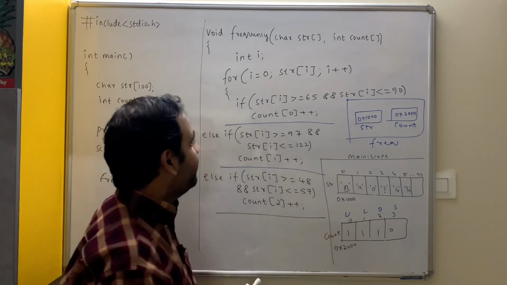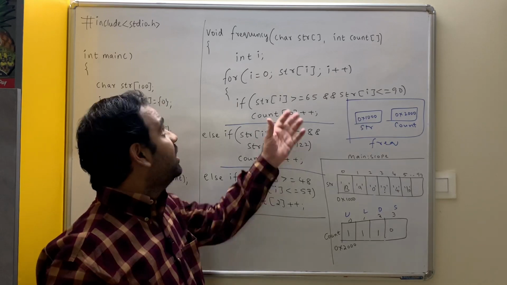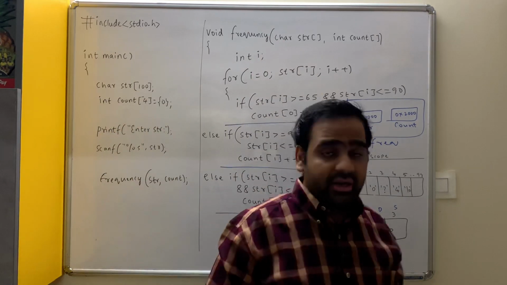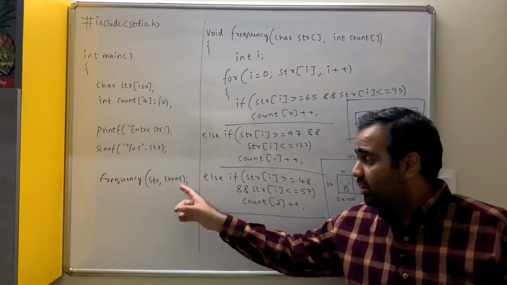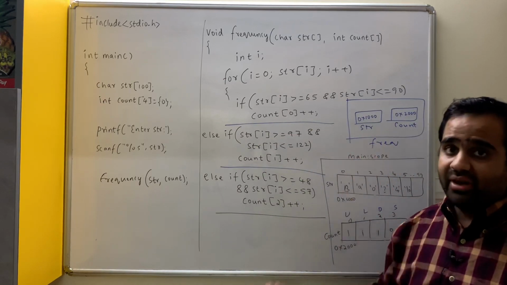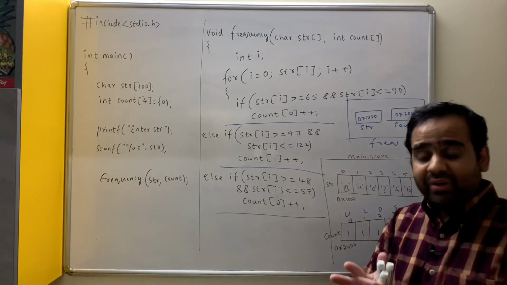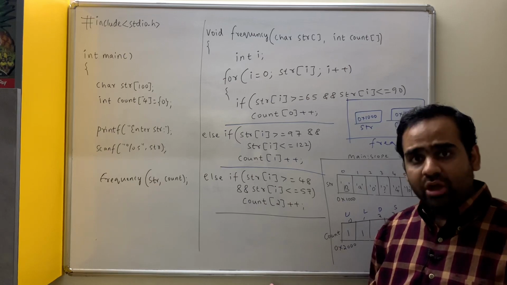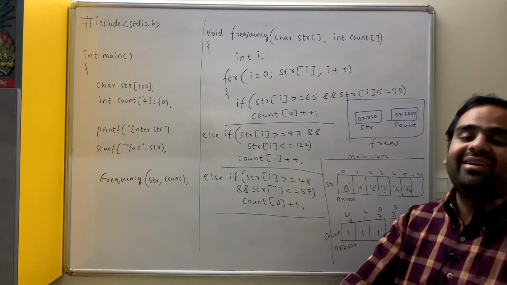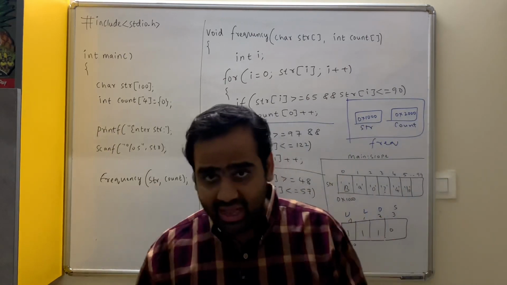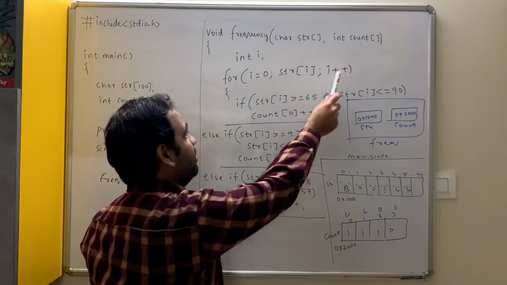Now see here, we are doing modification of count in the frequency function. It is getting reflected in the main function because arrays are passed by reference. Is that okay? It means whenever you have more than one value, you can combine them in an array and return. Now you say I plus plus, the value of I will be 3.